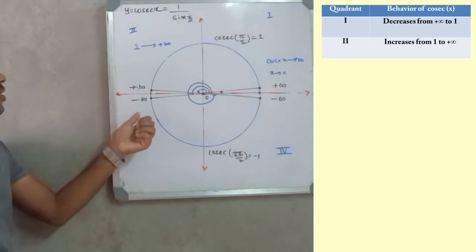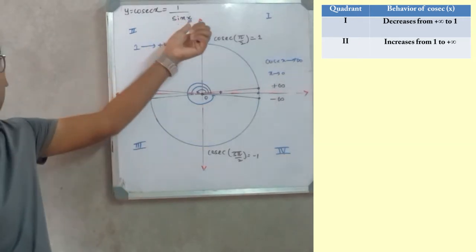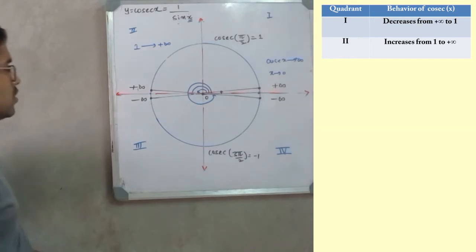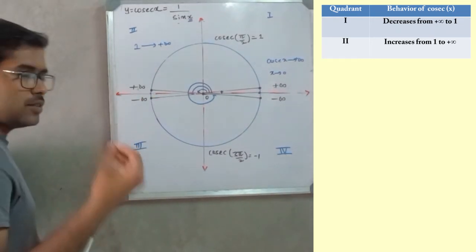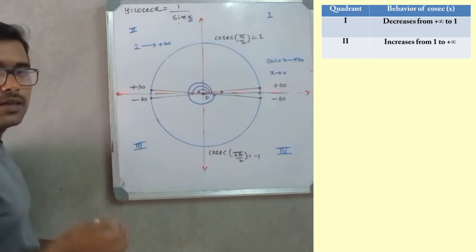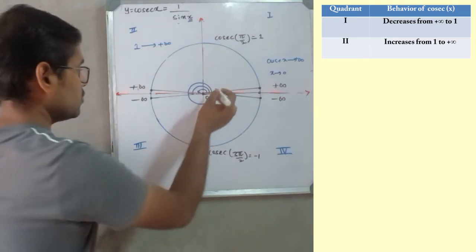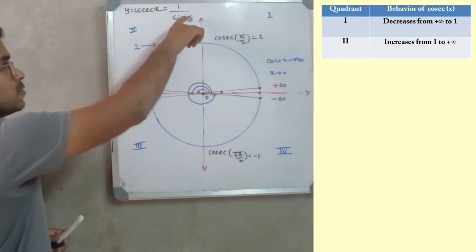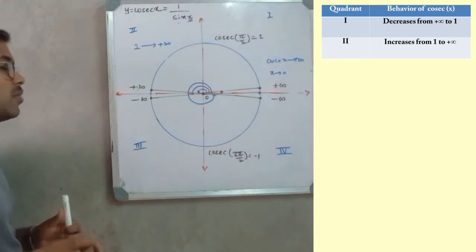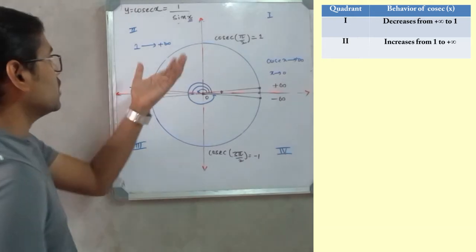Now in the third quadrant, we know that sin x is always negative. So again I will choose a point which is very close to pi, but this time the value of angle x will be a little greater than pi. In that case, the value of sin x will be a small negative number. In the third quadrant, sin x is negative.